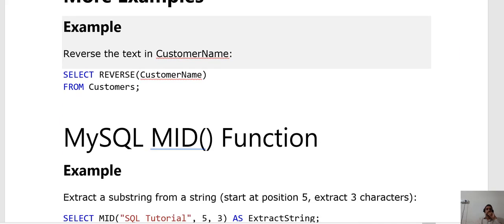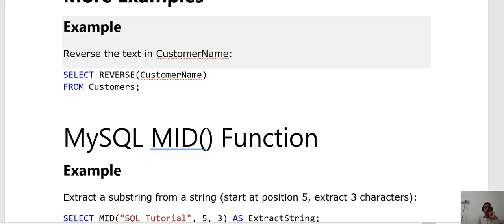So as you can see, reverse the text in customer name. Sometimes we need to reverse the name and then check it out from the customer point of view. So here we are using: select reverse customer name from customer table.